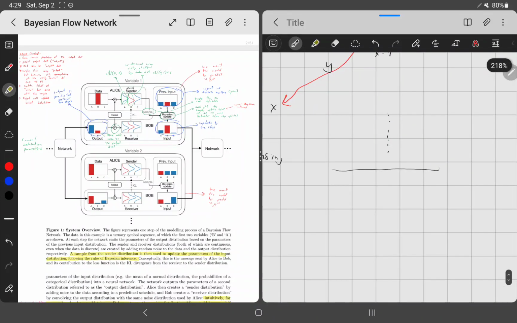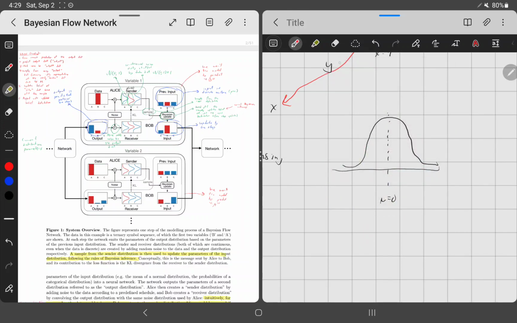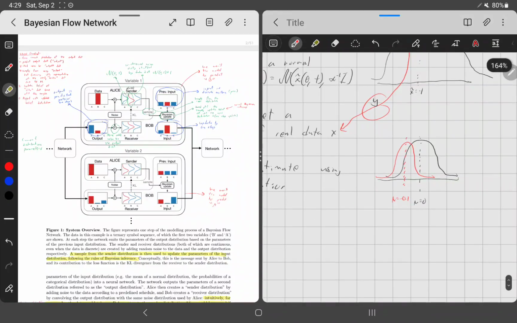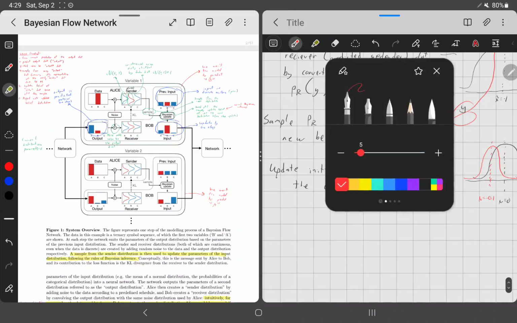So maybe we have our initial distribution here. This is mu is equal to 0. And this was our initial distribution. Now our updated distribution using our observed value, maybe this is mu is equal to -0.1. So we update it slightly, and we're still very unsure, so we do this more and more steps.